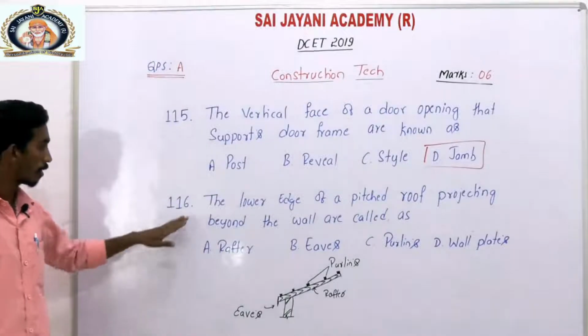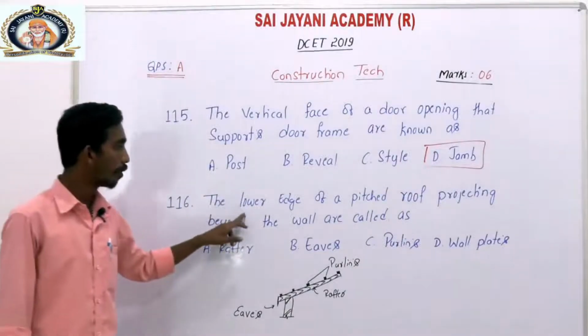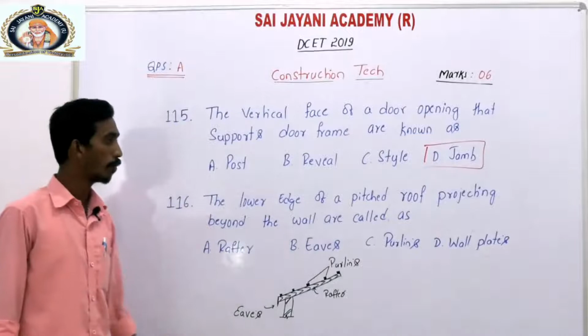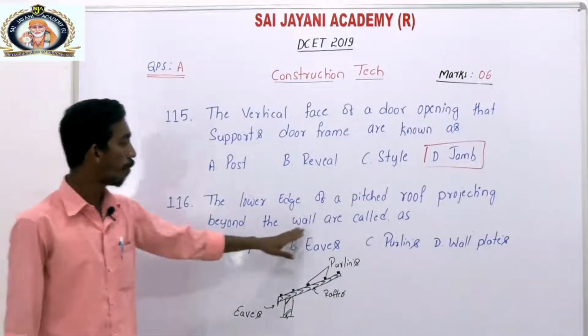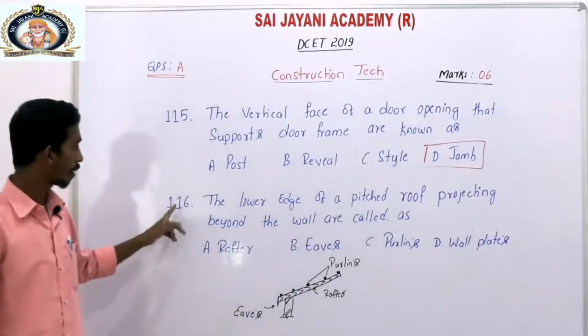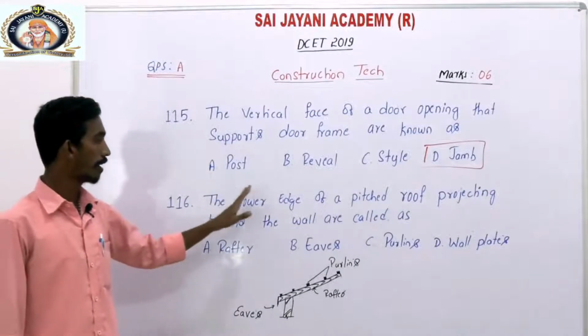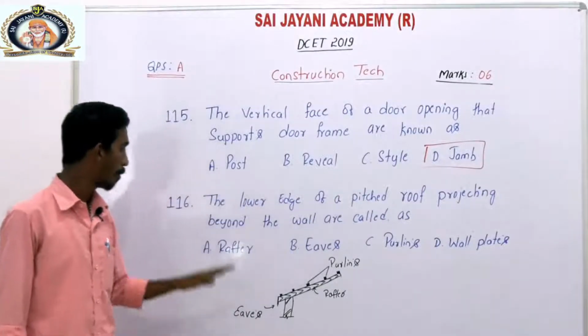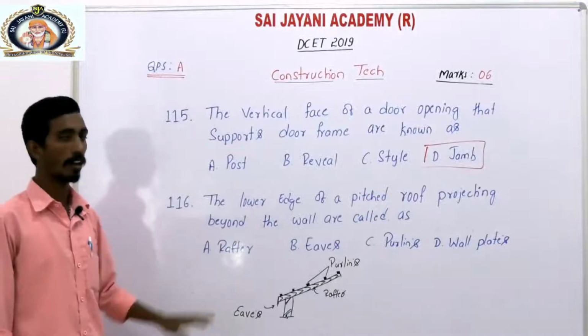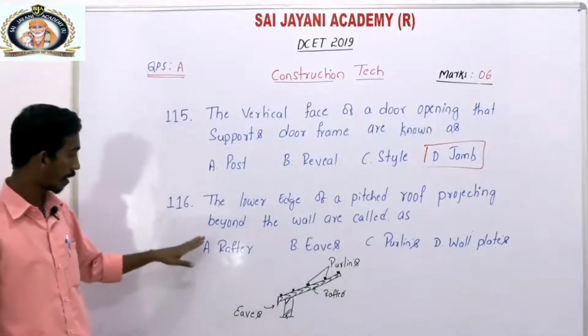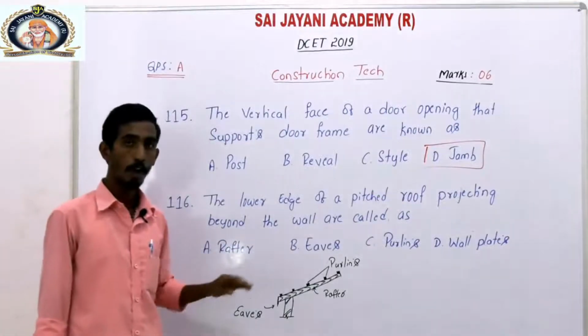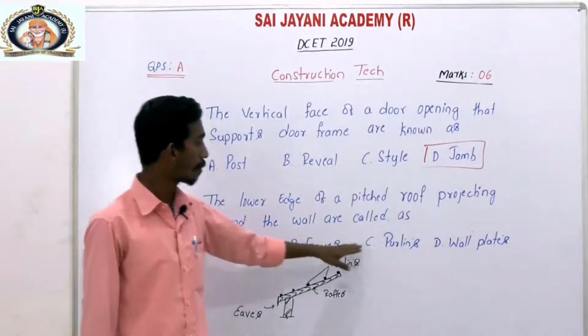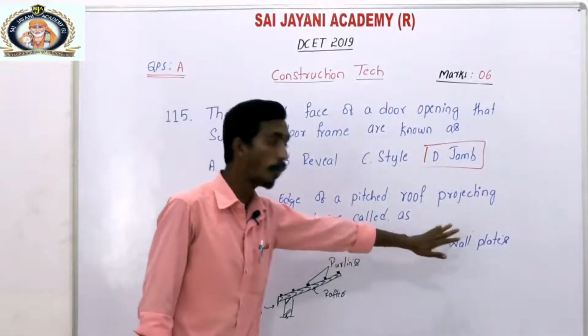The next question is question number 116. The lower edge of a pitched roof projecting beyond the wall is called as. And the options are option A, rafter, option B, eaves, option C, purlins, option D, wall plates.